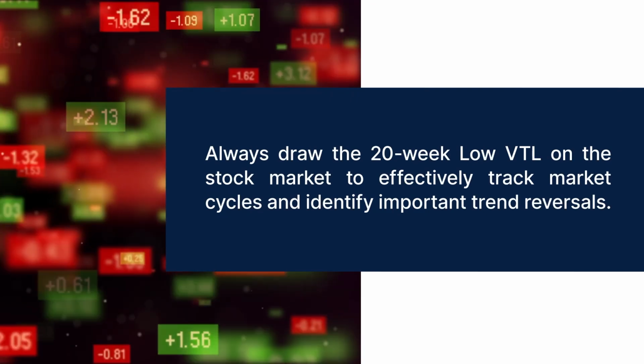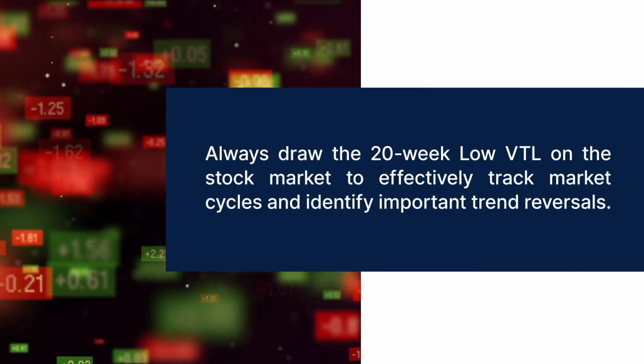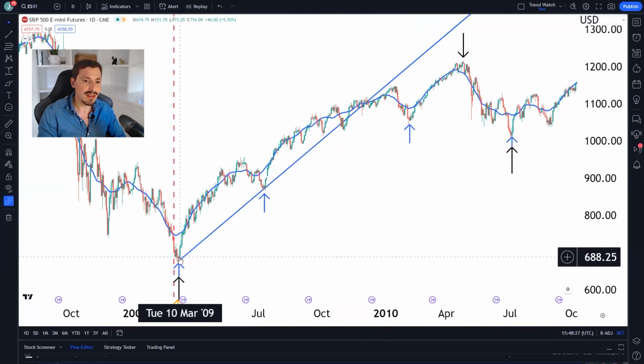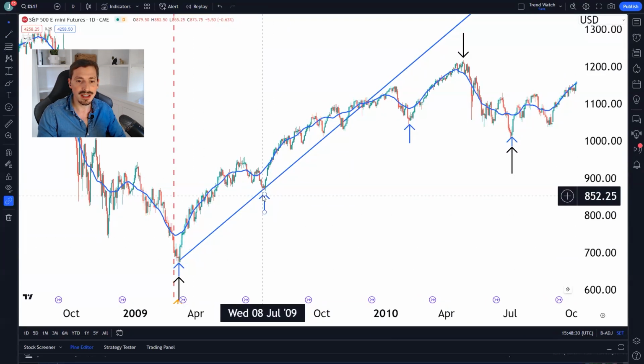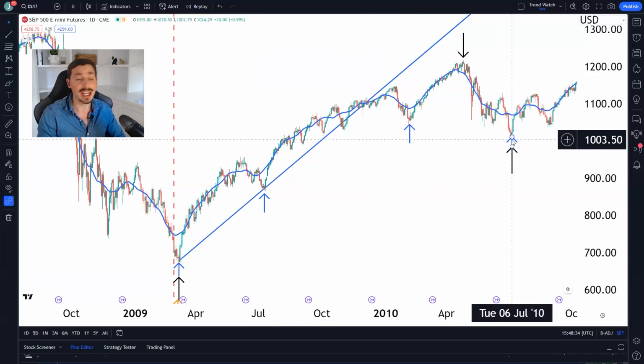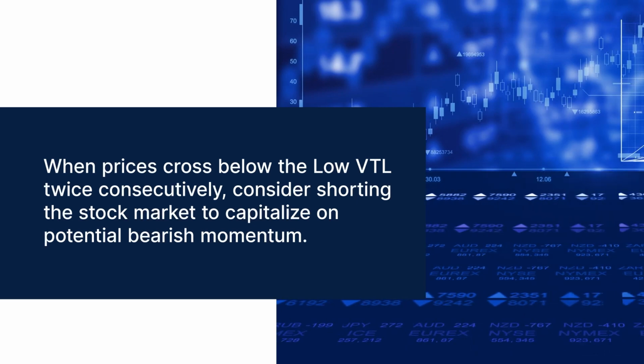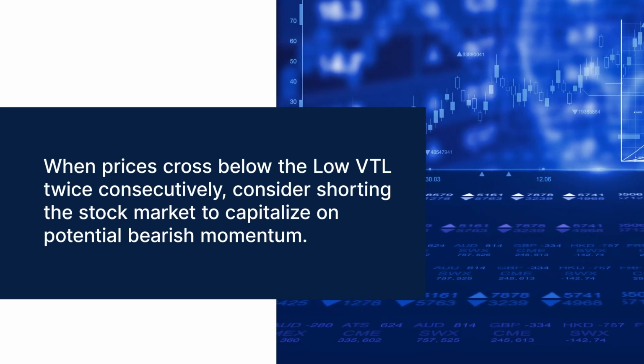So I highly advise you to always construct the 20-week low VTL on the stock market. You should always be aware of where that VTL is located. In 2009, we have this low in March 2009, another one July 2009, another one February 2010, and another one July 2010. So what I just told you is that you should short the second time that prices cross a VTL. So when prices cross the 20-week low VTL 2 consecutive times, that's when you should short the market.